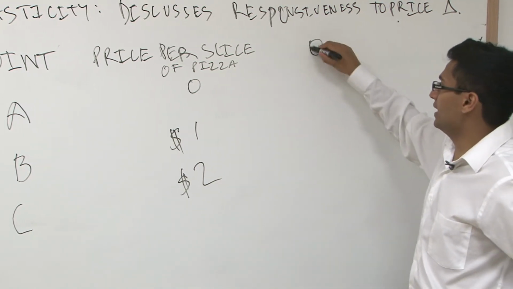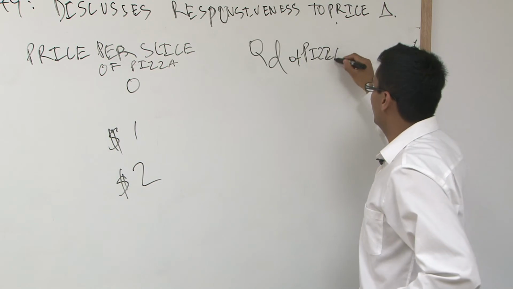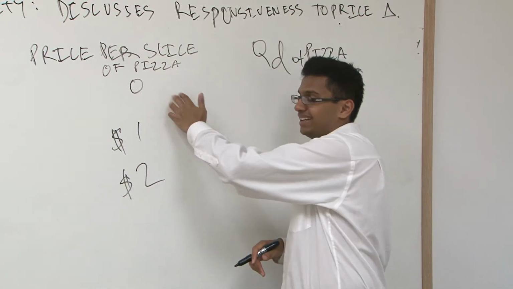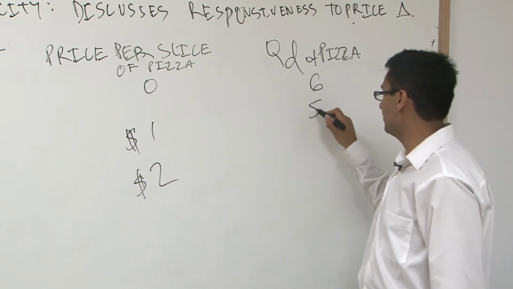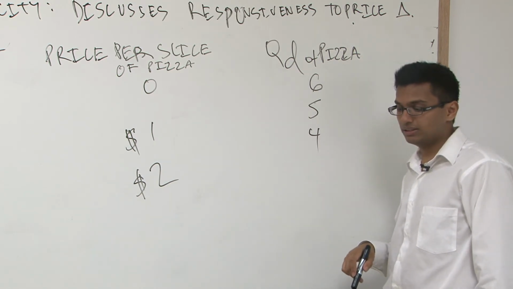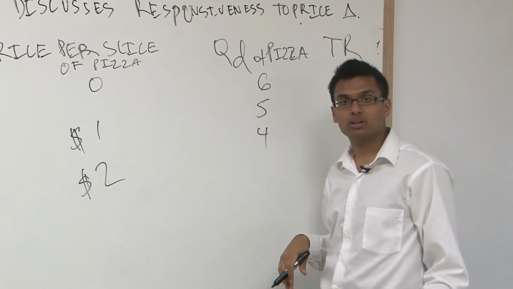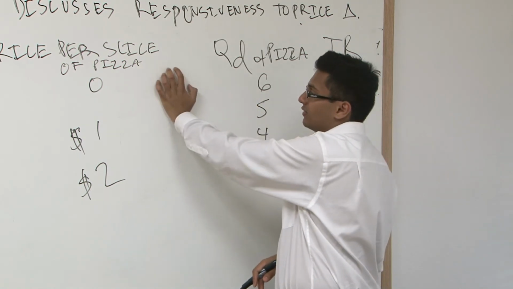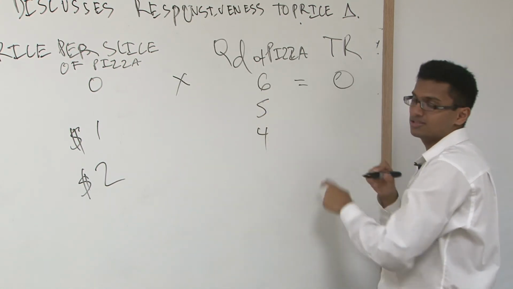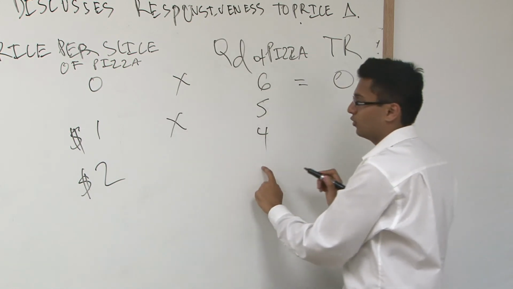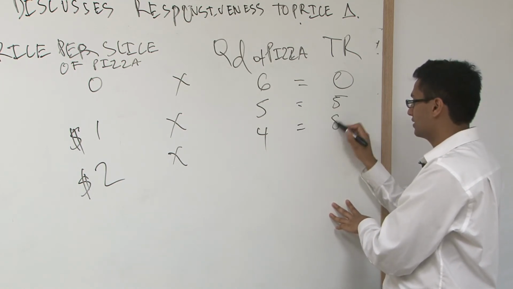All right. What's the quantity demanded of pizza at this point? Well, if pizza costed nothing, my quantity demanded is going to be at the maximum, right? So let's say that's 6, okay? This is 5 and this is 4, all right? Then there is total revenue, which is TR, okay? My total revenue is quantity times price, right? So 6 times 0 is, I hope all of you know the answer to this, 0. 5 times 1 is 5. 4 times 2 is 8. Okay? So that's equal to 5. And that's equal to 8.